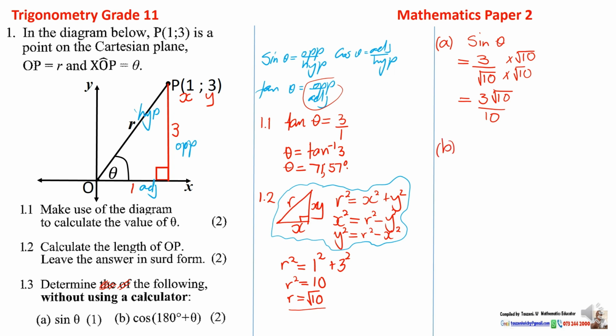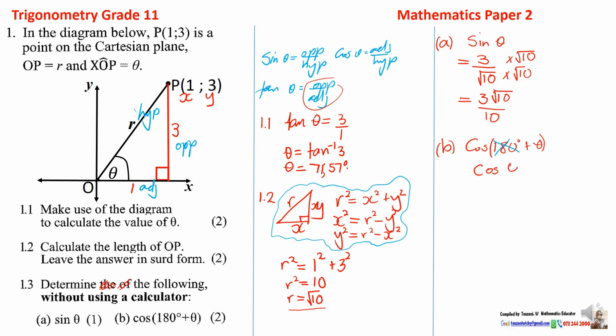Part B. What is the cos of 180 degrees plus theta? Now, this one needs reduction formulas. The moment you see 180 degrees plus or minus something, then you know that the 180 falls away, as well as the multiples of 180. So we can say 180 degrees plus theta, 360 plus theta, 720 plus theta, the 180 falls away. This is going to leave me with cos theta.